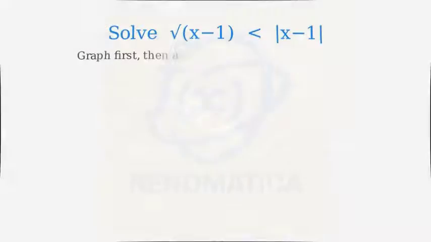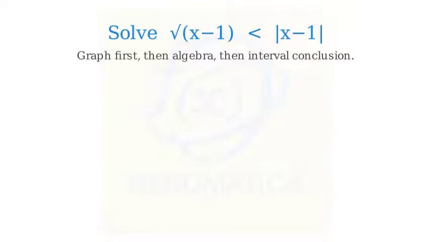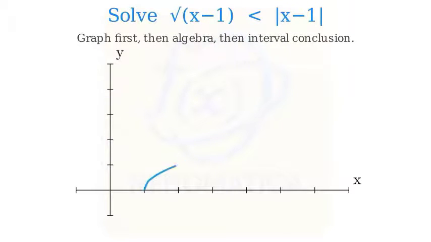In this lesson, we will solve the inequality: the square root of x minus 1 is less than the absolute value of x minus 1. We will use a clean geometric method. First, compare the two graphs, then confirm the intersection points algebraically. Let us draw axes and plot the two functions.